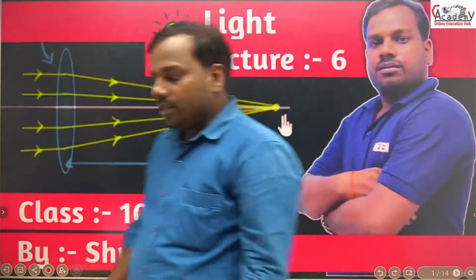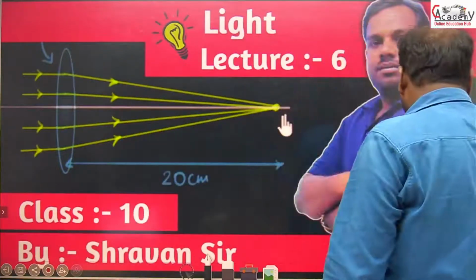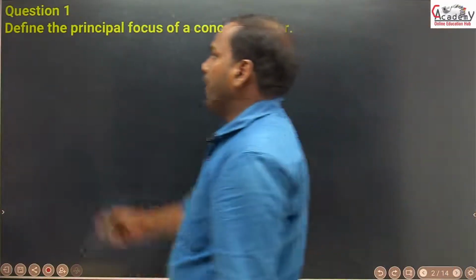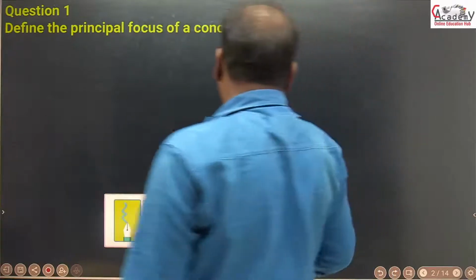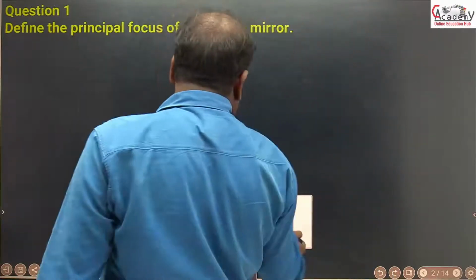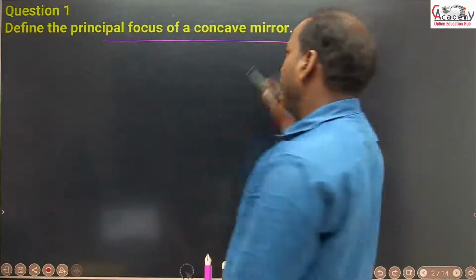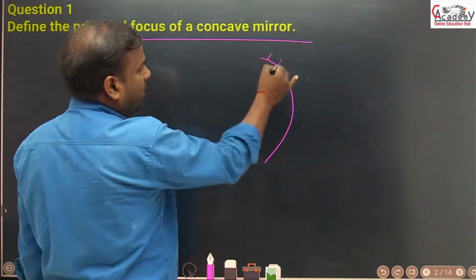Now we start the class, and your first question is related to your exercise problem. First question is, define the principal focus of a concave mirror. What is the principal focus of the concave mirror? You know what a concave mirror is? Look here, that is your concave mirror.